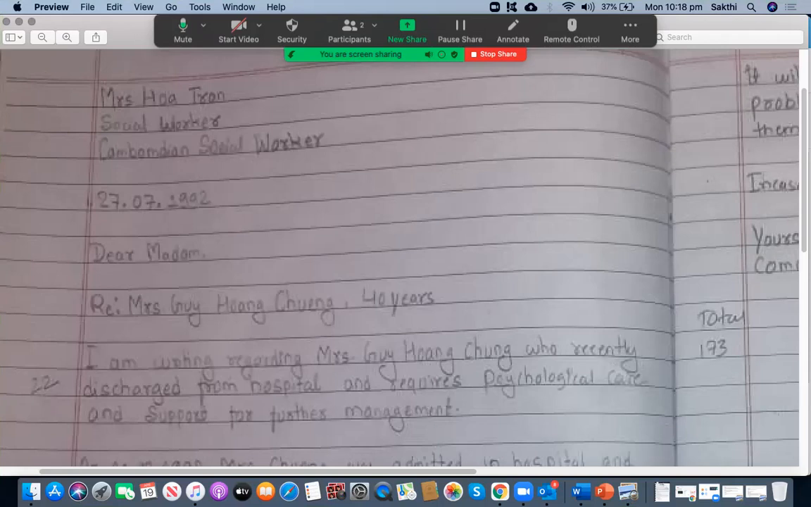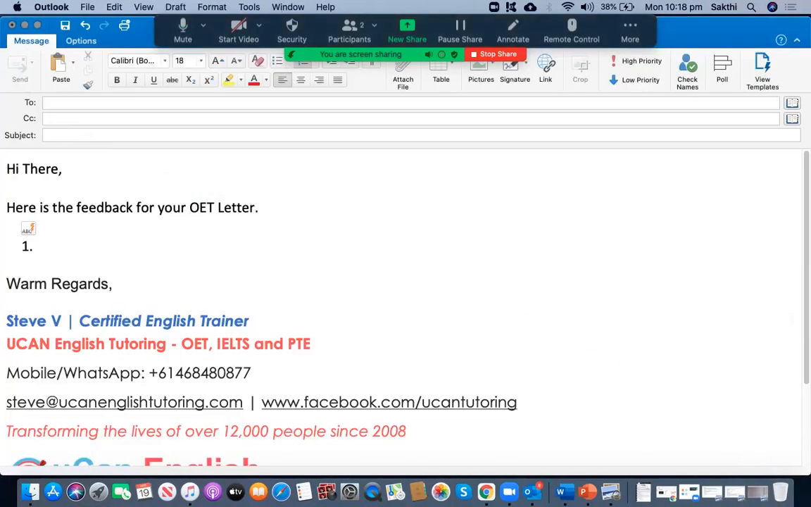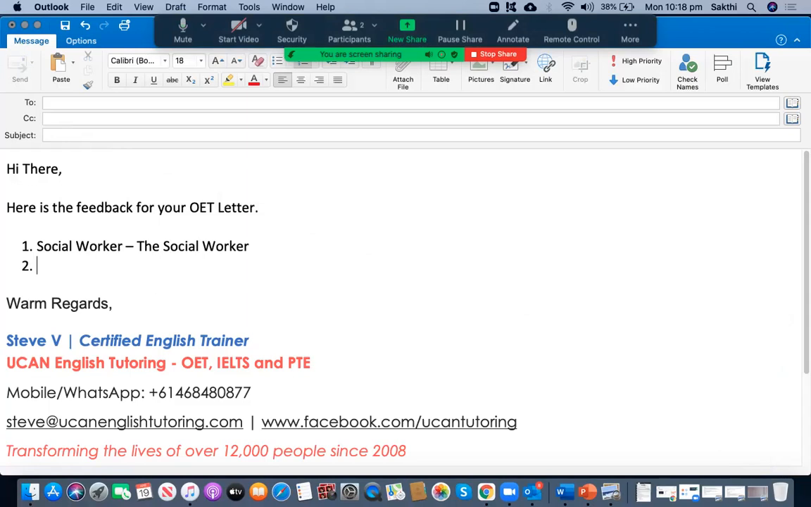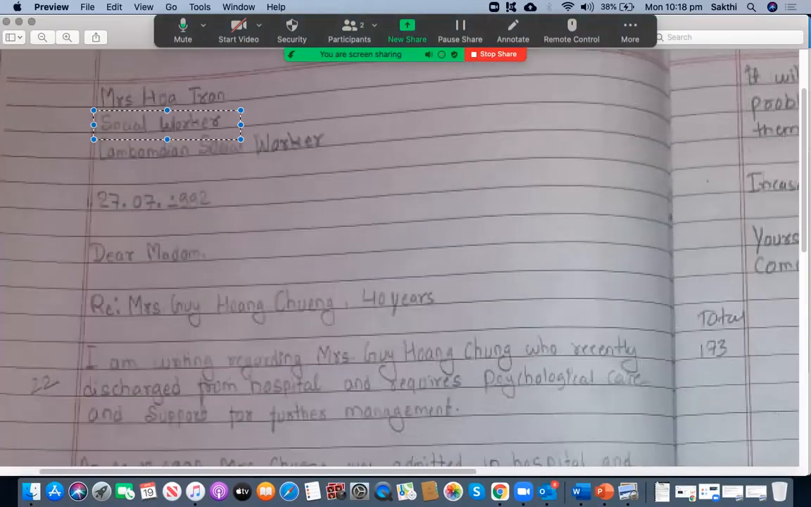So you have written down the addressee's contact details on the top, that is fine. But before the designation of the addressee, you should provide "the" in front of that. So you shouldn't write "social worker", but you should write "the social worker", okay? That is one of the mistakes. Let's go to the next one.